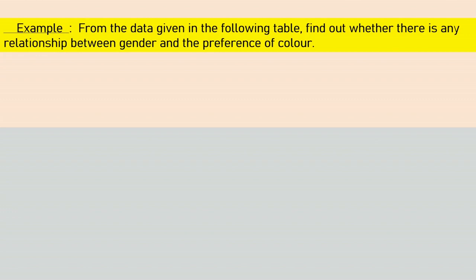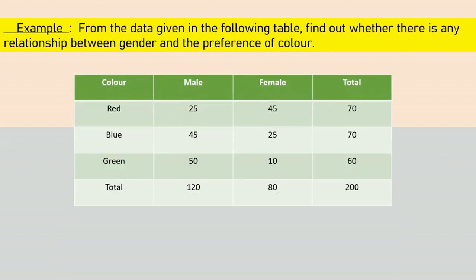Let's see with an example how to perform chi-square test in SPSS. So here is the question. From the data given in the following table, find out whether there is any relationship between gender and the preference of color. So this is the table, and here we need to see if there is any relationship between gender and their preference of color.